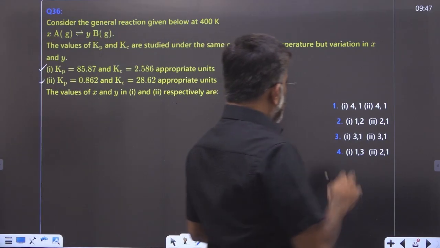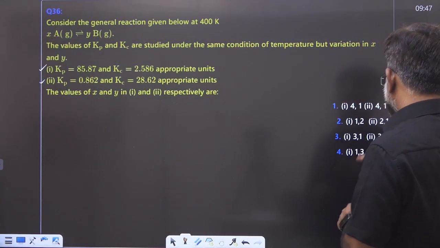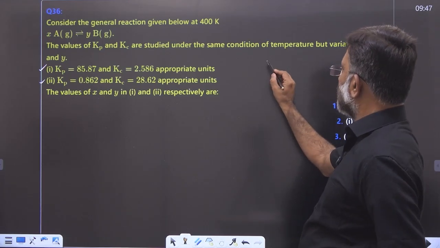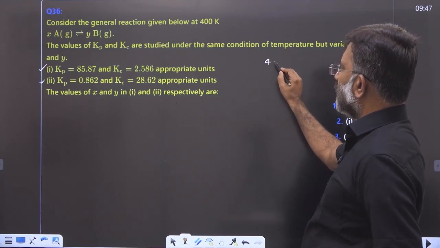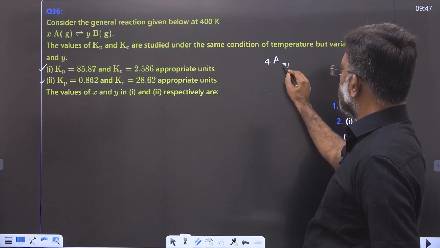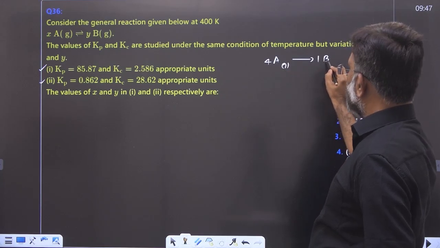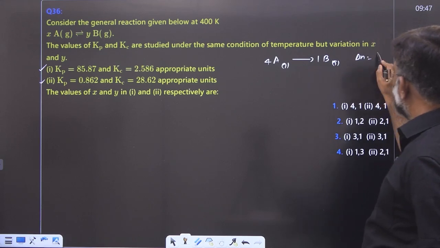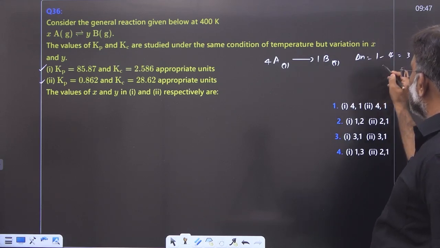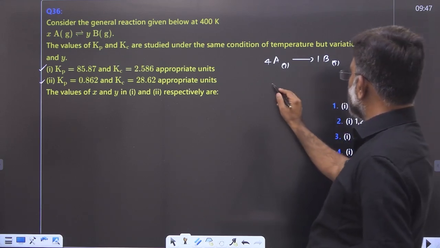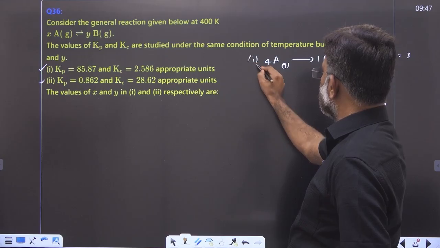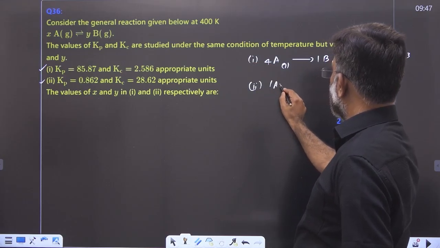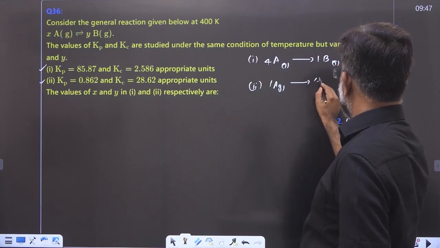Look at the choices: 4, 1, 1, 4 like that; 1, 2, 2, 1 like that. Suppose choice 1 is correct. X equal to 4, that means 4A gas giving 1B gas. Then del n equals 1 minus 4, which is -3. This is case 1. Now for case 2, it is 1A gas giving 4B gas.